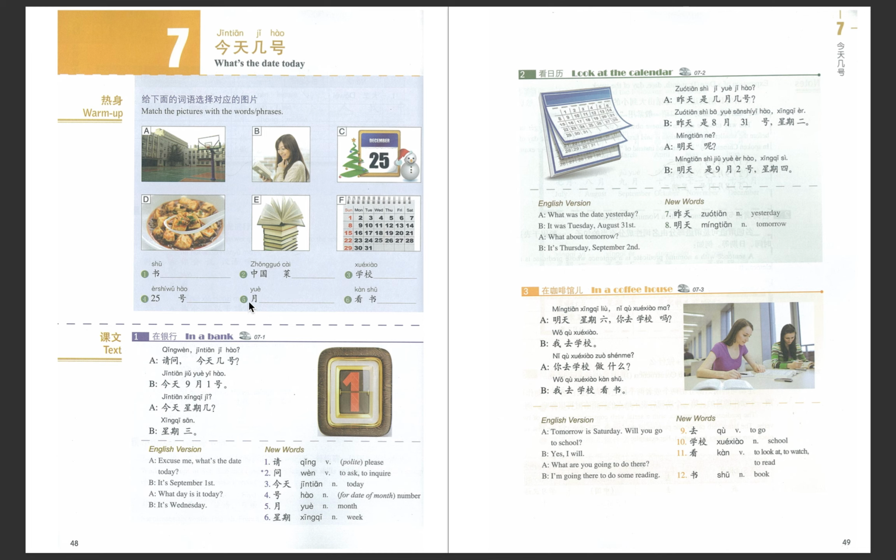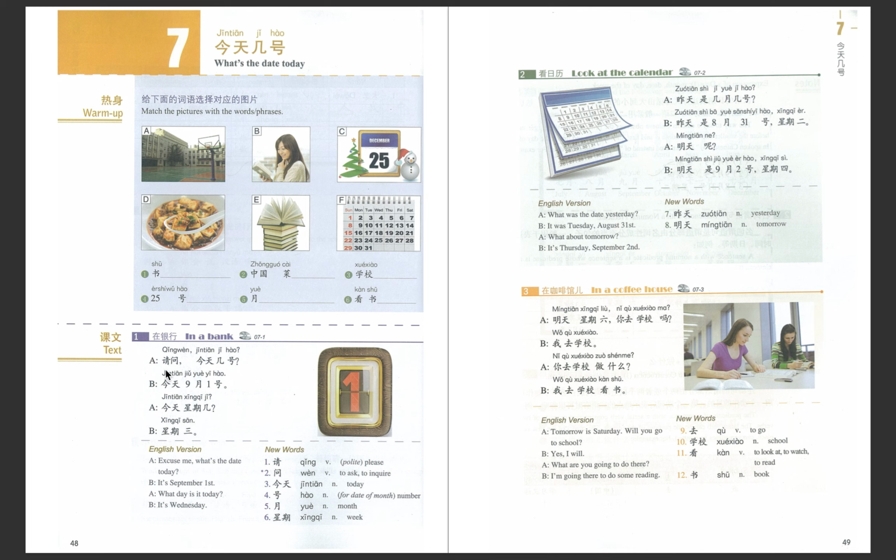月 means moon, because the moon takes a month to circulate the earth. So 1 month, moon, 月. 看书, 看 is to look, 书 book. When you look at the book, what do you do? You are studying. So it's studying or reading.